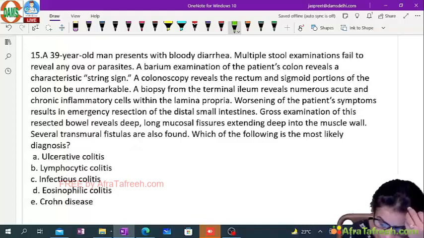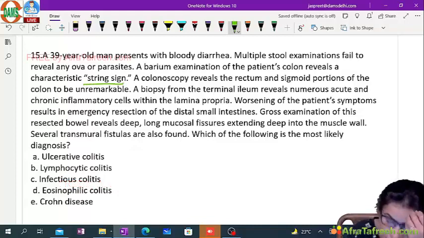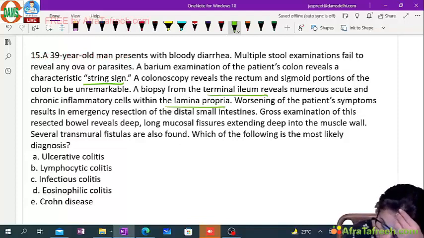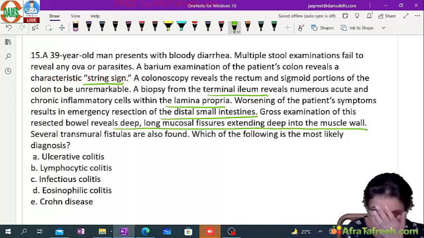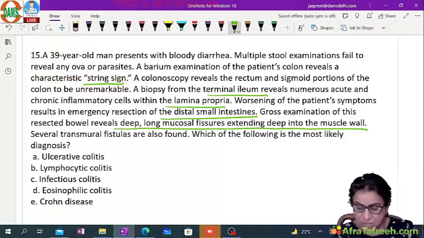Then a 39-year-old man presents with bloody diarrhea, multiple stool examinations fail to reveal ova or cyst. Yes, Pooja, you are also correct. A barium examination of the patient's colon reveals a characteristic string sign. A colonoscopy reveals that rectum and sigmoid portion of the colon are unremarkable. Biopsy from the terminal ileum reveals numerous acute and chronic inflammatory cells within the lamina propria. Worsening of the patient's symptoms results in emergency resection of distal small intestine. Gross examination of the resected bowel shows deep longitudinal fissures extending deep into the muscle wall. Several transmural fistulas are found. So which of the following is most likely?